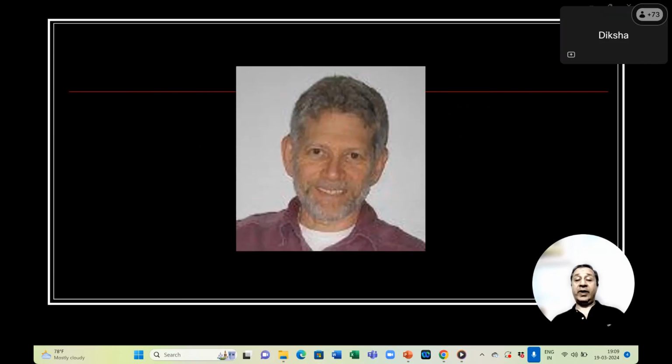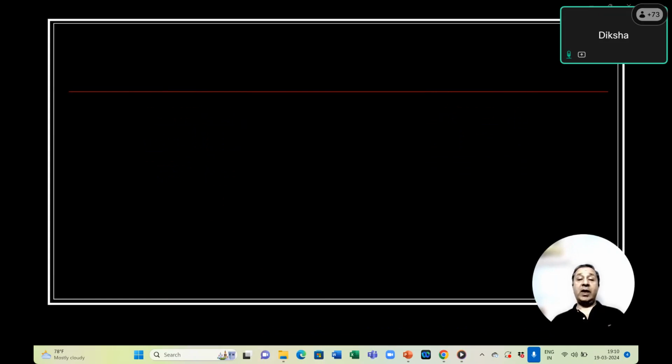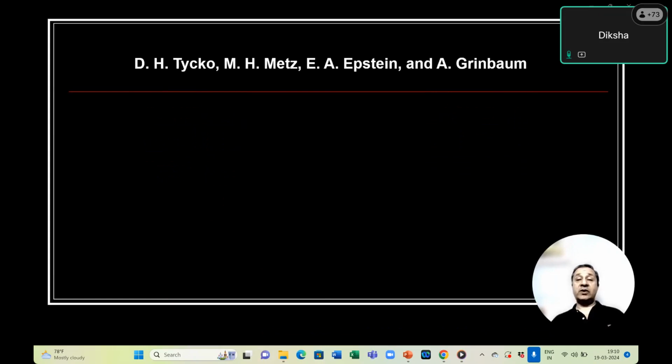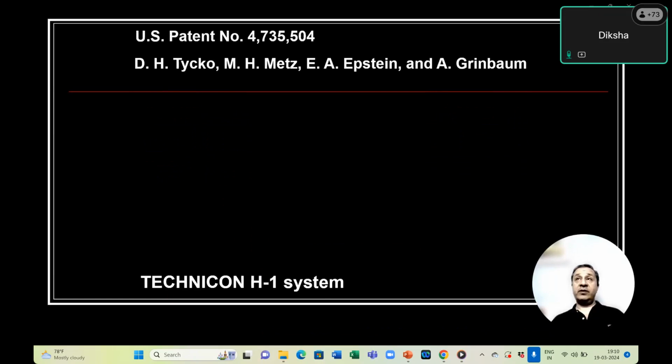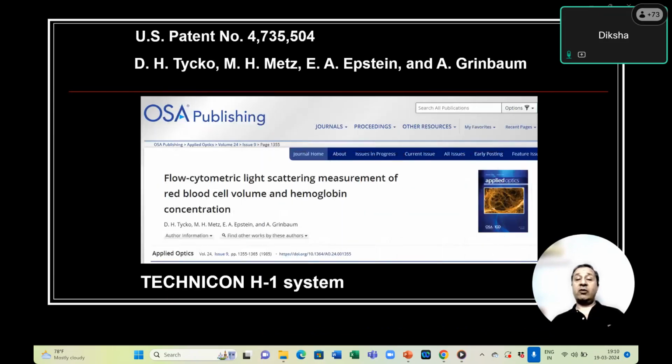And interestingly, this is the gentleman who gave us the first cell counting methodology using flow cytometry. And this man's name was E.A. Epstein. And their patent, which was given to them at the first instance, was for the Technicon system, in which flow cytometric light scatter measurement was done for the red blood cells and the hemoglobin concentration.